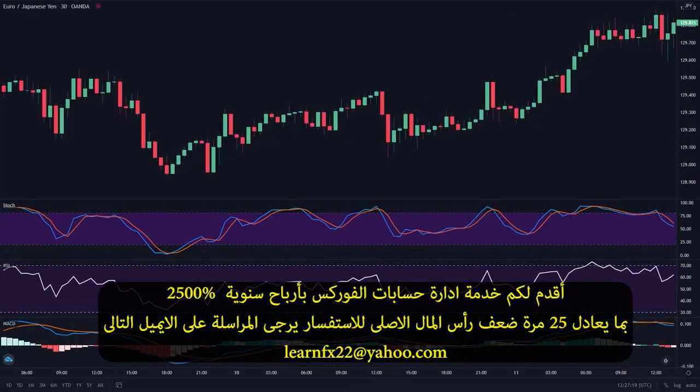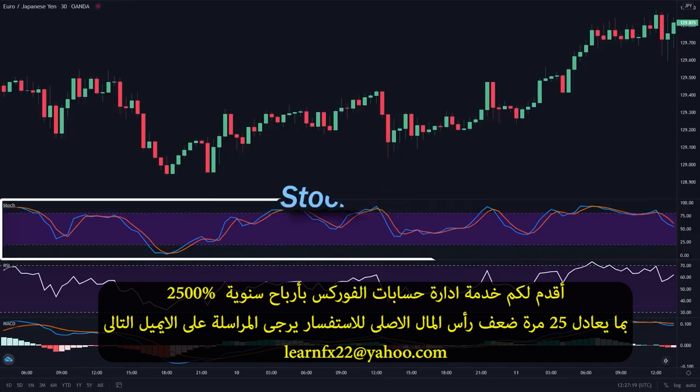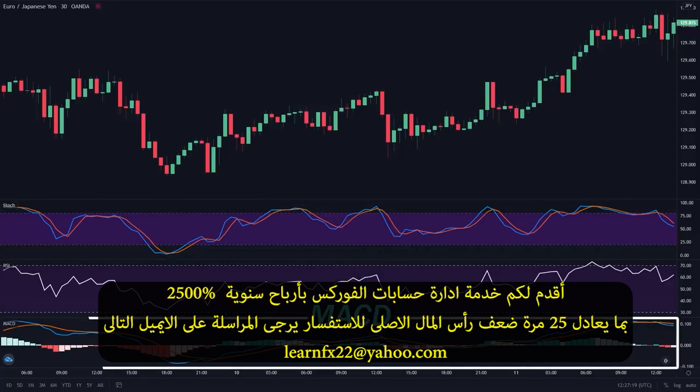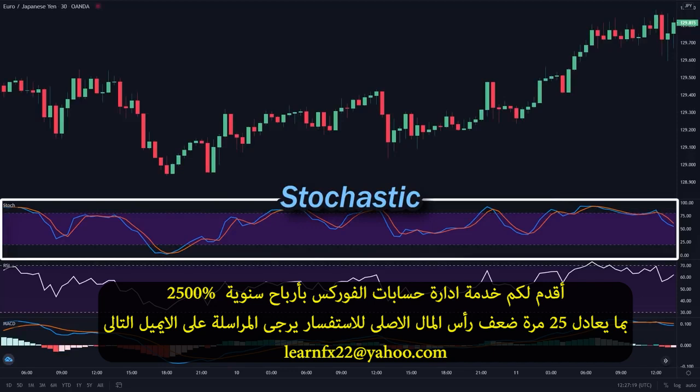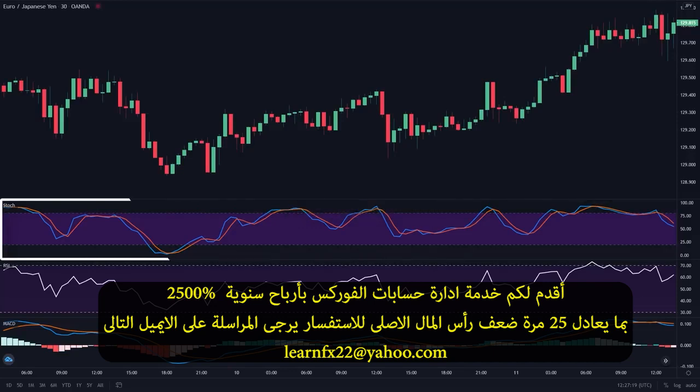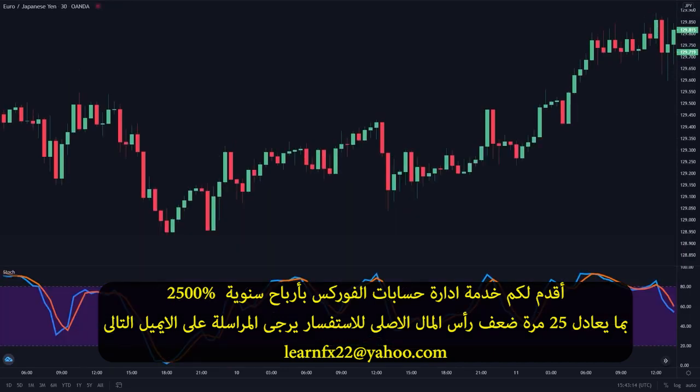For this strategy, we are using a combination of 3 indicators: the stochastic, RSI, and MACD. First, let's start with the stochastic because that will generate our main entry signal. The stochastic is a very simple to use indicator that does a very good job of identifying overbought and oversold levels on the market. It consists of 2 parts, the blue line, which is called the K percentage, and the orange line, which is called the D percentage.